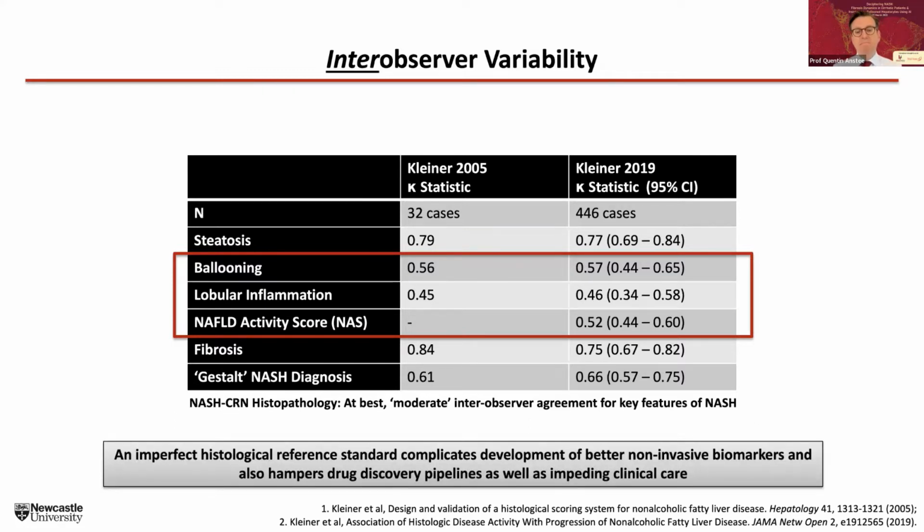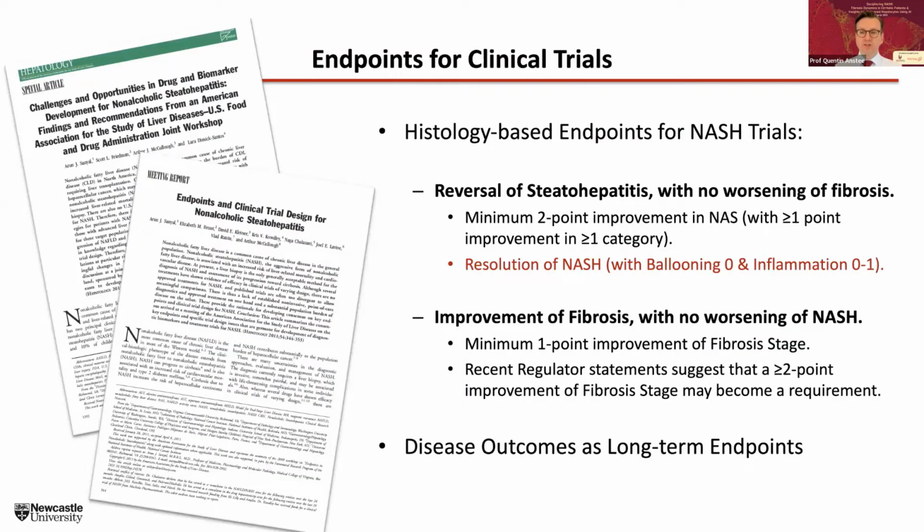And this imperfect histological reference, of course, complicates the development of biomarkers and hampers drug discovery pipelines, as well as impeding clinical care. So it's really important we get to the bottom of this inter-observer variation. And in the clinical trial space, this is even more acute when we think about those balloon cells.